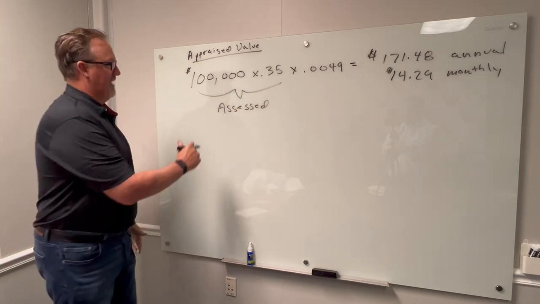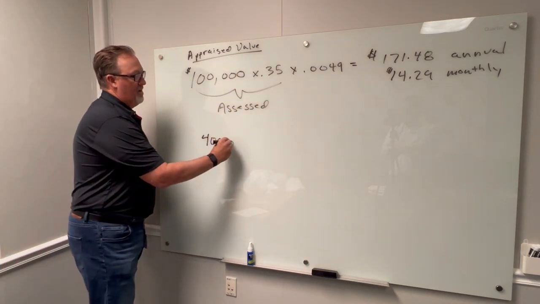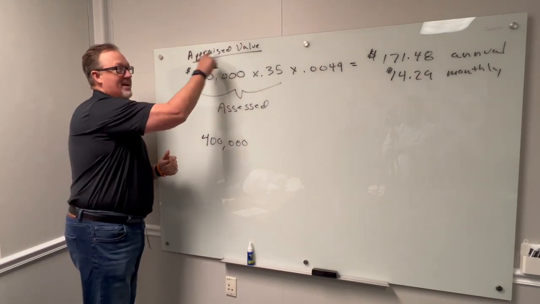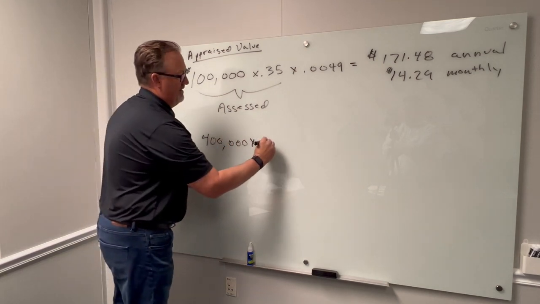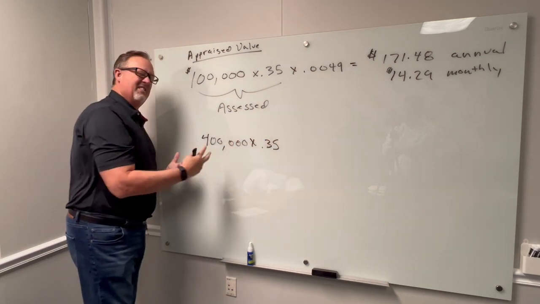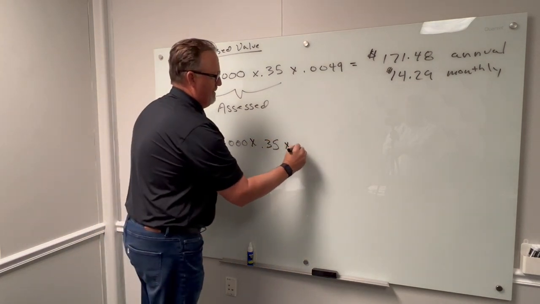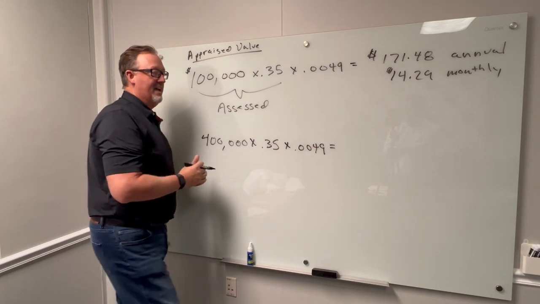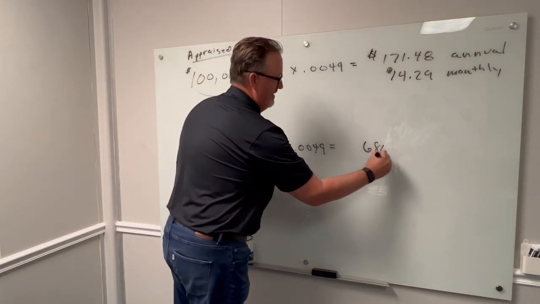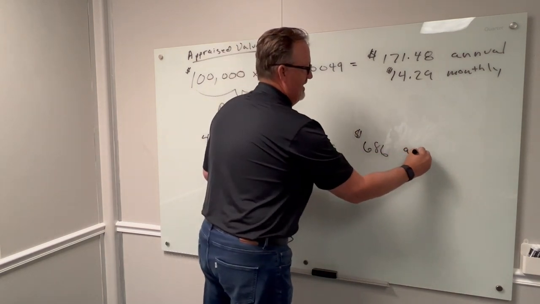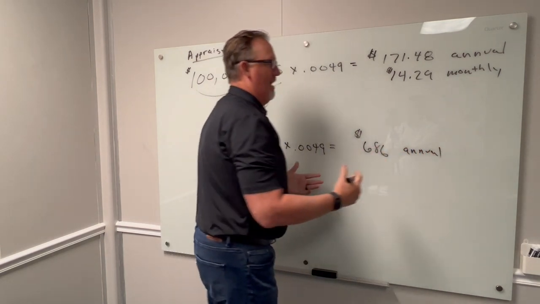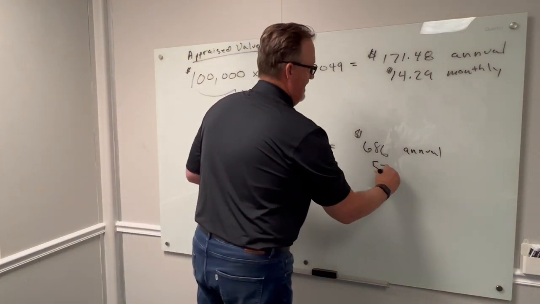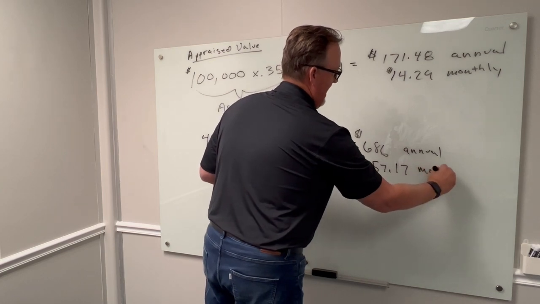So as one last example, let's say you have a $400,000 home, it's appraised, you go to the auditor's website, and it's the appraised value. You multiply that by 0.35, that would give you the assessed value, and then you multiply by 0.0049, that's going to give you how much it's going to cost annually, and that would be $686 annually. And then if you would like to know how much it is monthly, you divide that by 12, and that would be $57.17, and that is monthly.